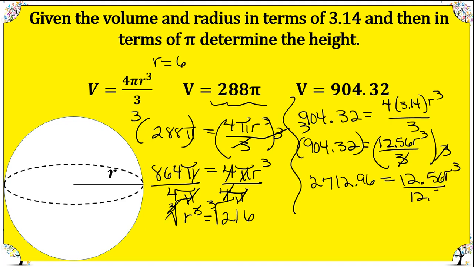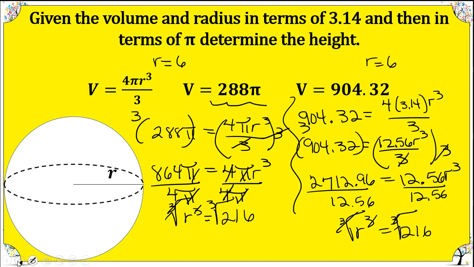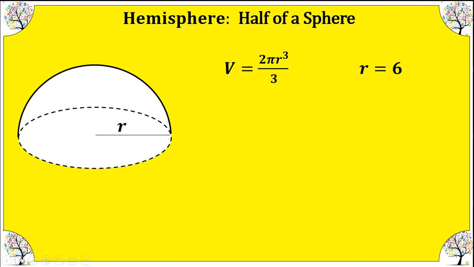Let's divide by our coefficient. And when we divide, we get the 216. And now we're going to take the cube root of both sides, and radius is 6. Okay, now let's take a look at hemispheres. Hemisphere is just half of a sphere. So instead of a 4 multiplying by a 4, we are multiplying by 2. Half of 4 is 2.